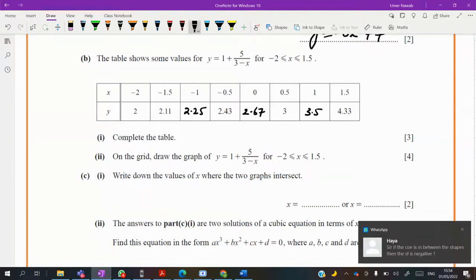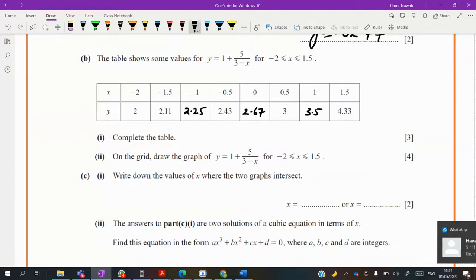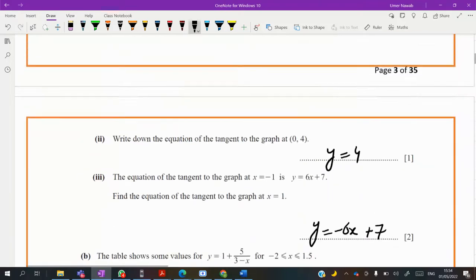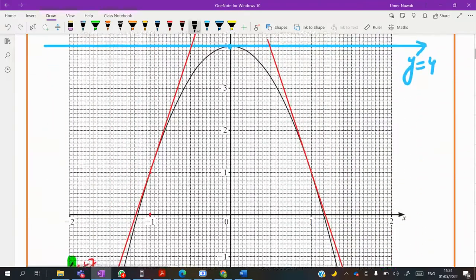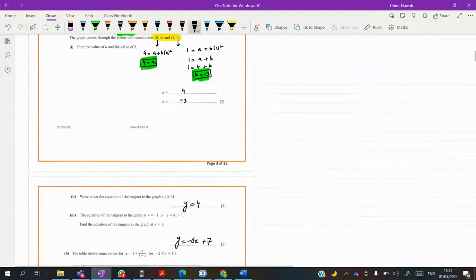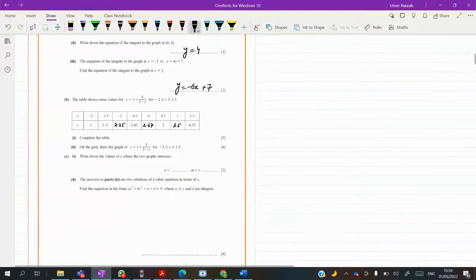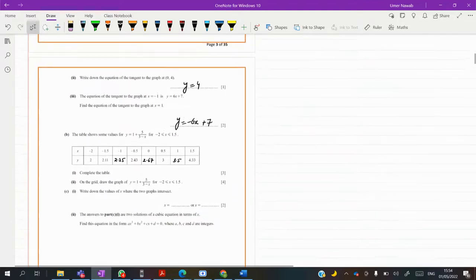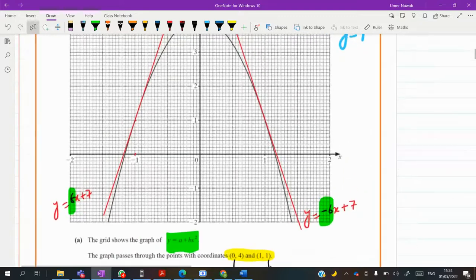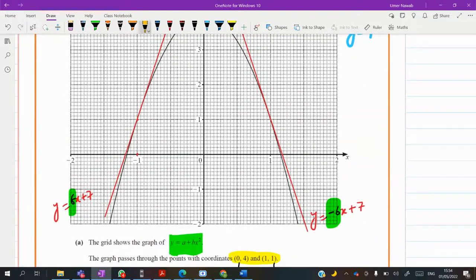The next thing is, on the grid which was provided to us, draw the graph. We need to draw the graph, which has 4 marks. We can plot the point (-2, 2).